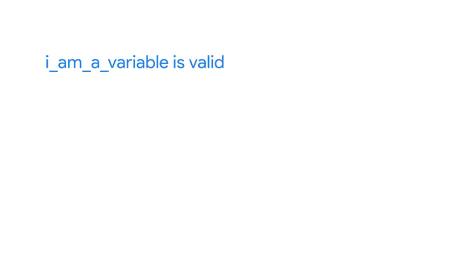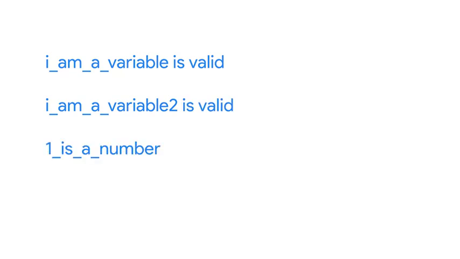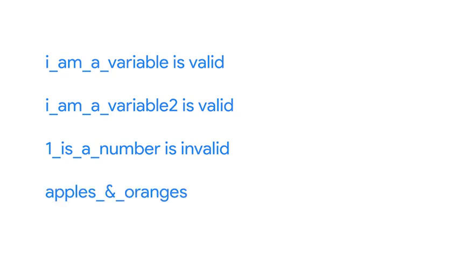I_am_a_variable is a valid variable name. I_am_a_variable2 is also a valid variable name. 1_is_a_number is invalid because variable names must start with a letter or underscore. Apples_and_oranges is invalid because it uses the special character ampersand.